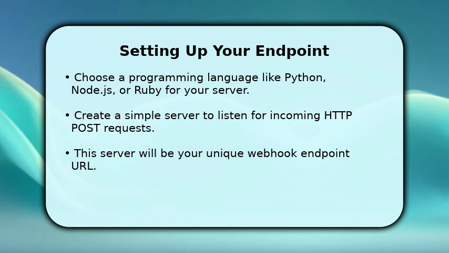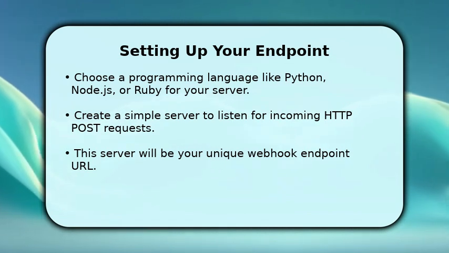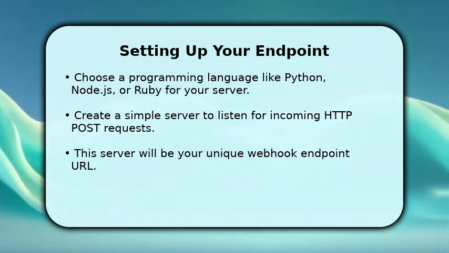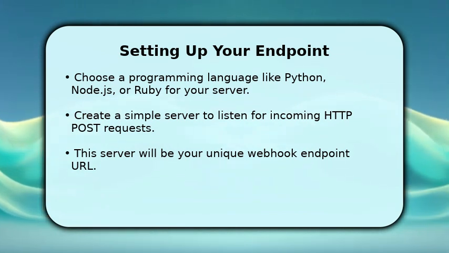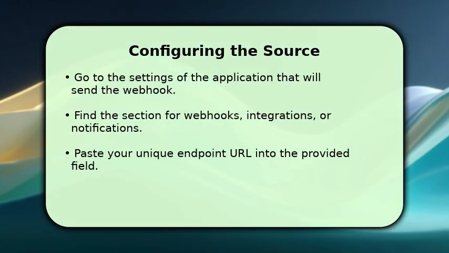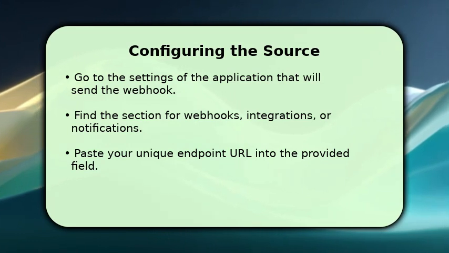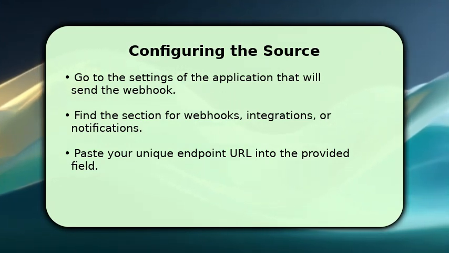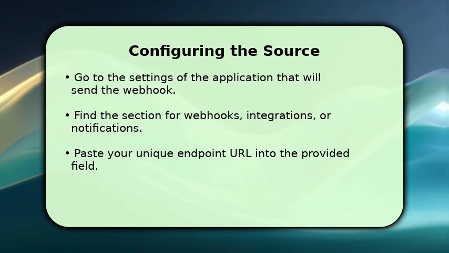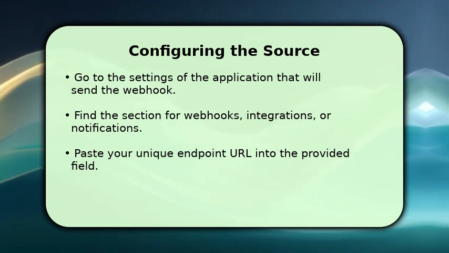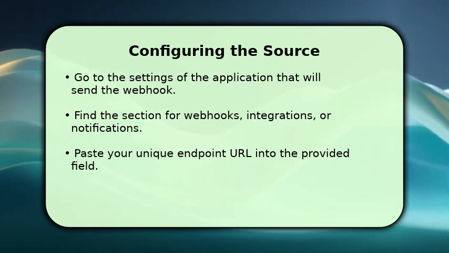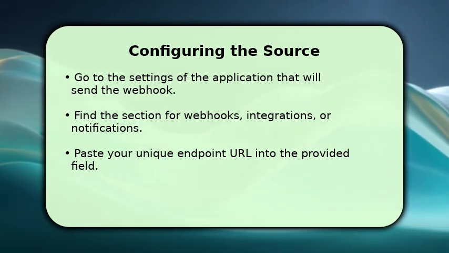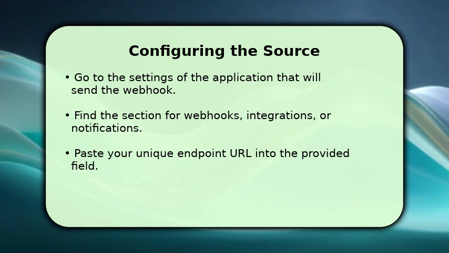Remember, for external services to reach it, your endpoint must be publicly accessible, or you can use a service like ngrok for local development. Once your endpoint is ready, the next step is to configure the source application. This is the service that will actually send the webhook. Navigate to its settings, usually under an integrations or webhooks section. Here, you will paste the unique URL of your endpoint.